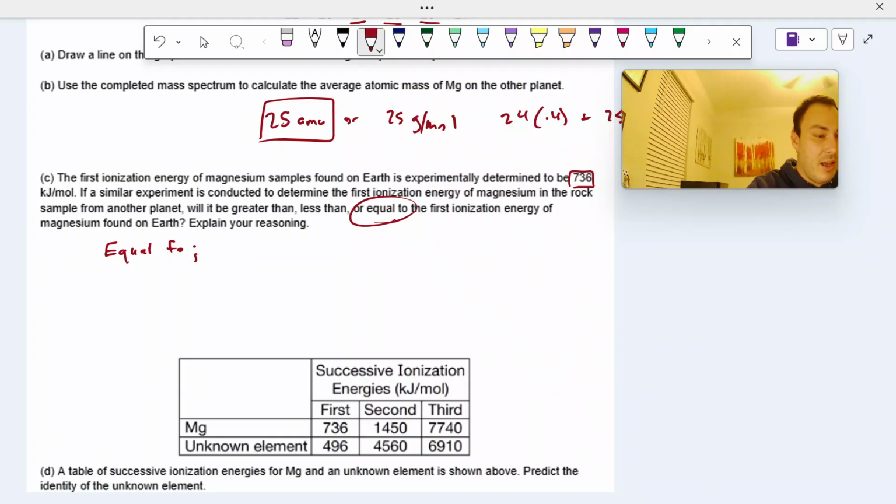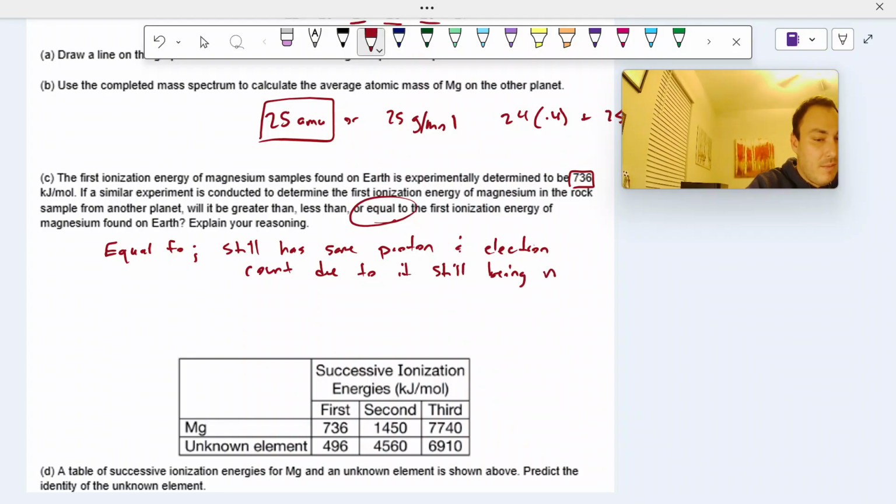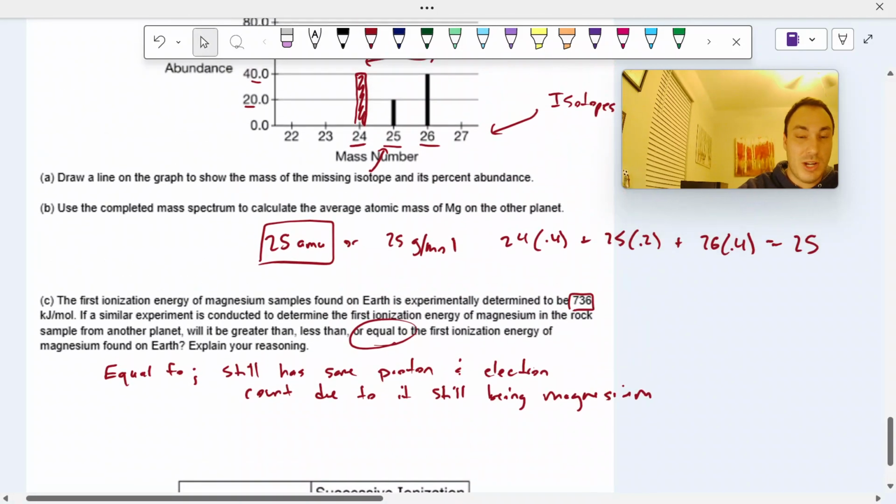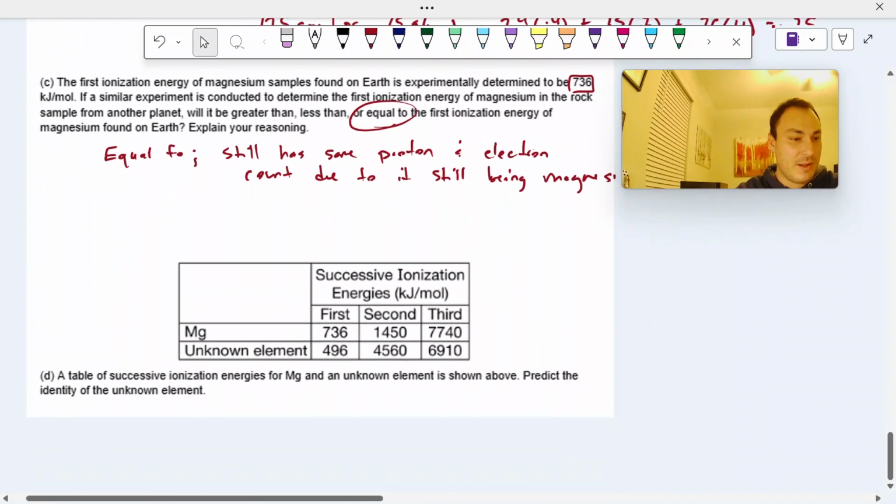and the reason is it still has the same proton and electron count due to it still being magnesium. Magnesium always has 12 protons. It has to. That's what makes the atom magnesium, is 12 protons. We're not changing protons, we're not changing electrons. The only thing we're changing is neutrons here, and they don't affect ionization energy.